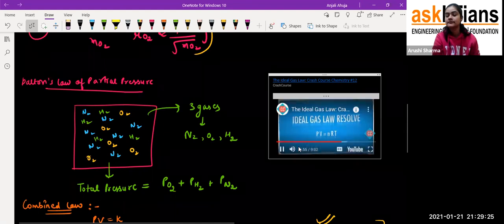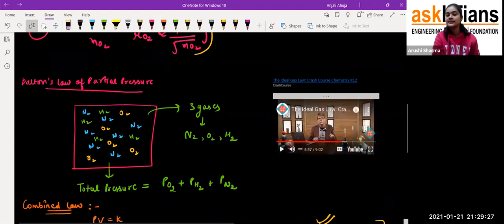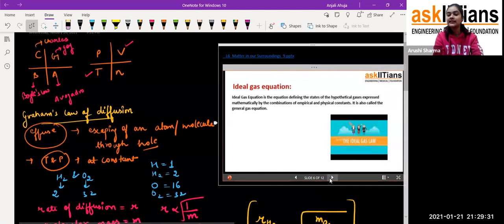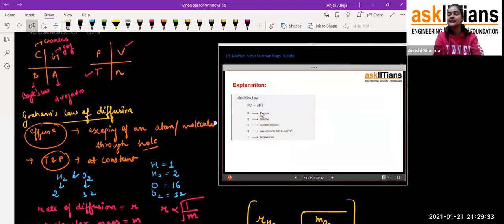See, students, he is explaining all of these laws only. So what we can see is that the ideal gas equation is PV equals nRT, which we get from all of these laws. Exactly what I have told you right now, the ideal gas is that type of gas which will follow each and every law which we have discussed till now.